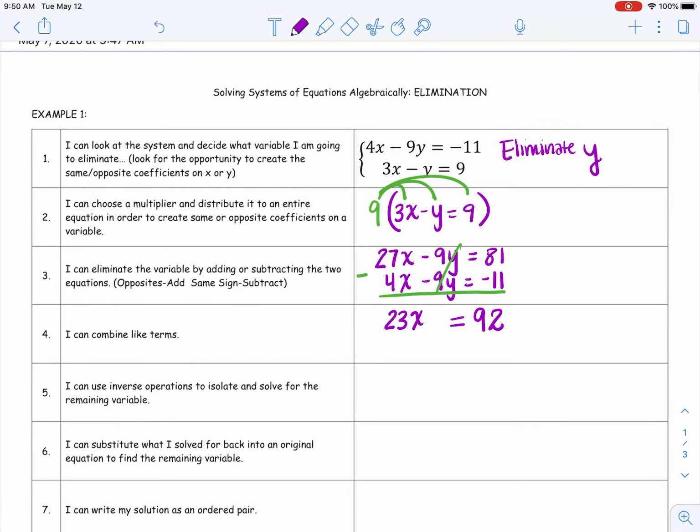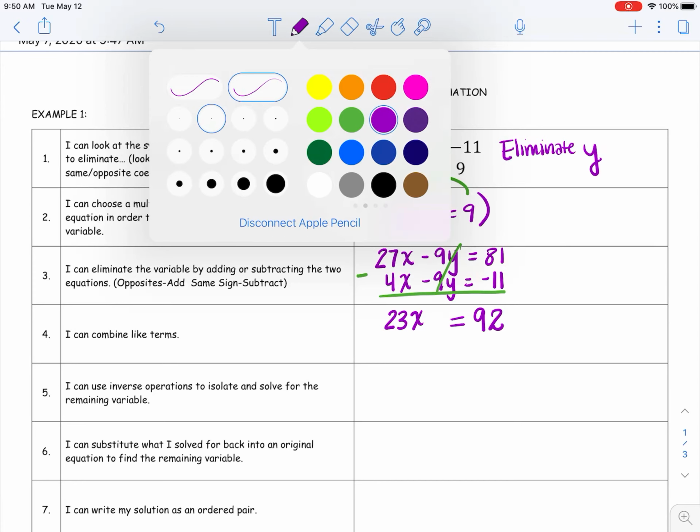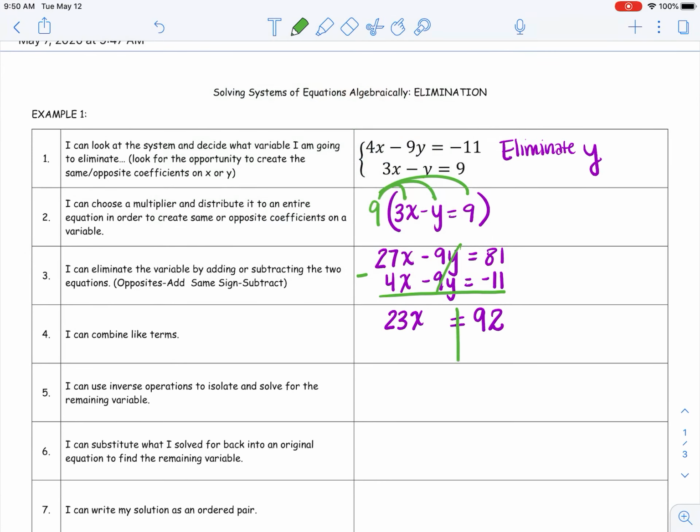Okay, so we've combined like terms through subtraction, and now we are going to use inverse operations to solve this. I want to know what x is. I need to get x by itself, so I need to divide both sides by 23. And when I do that, I end up with x is equal to 4. I'm going to bubble that in because we are going to need that to rewrite our solution as an ordered pair.